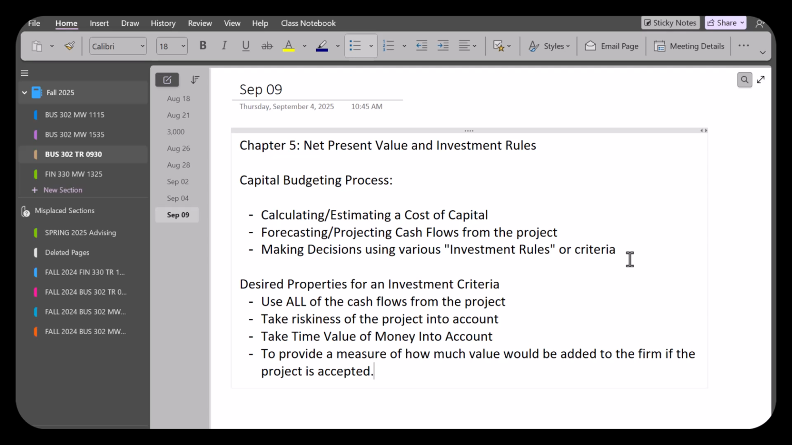Turns out there aren't that many criteria that satisfy all these minimal desirable properties. There is actually one among the ones that we're going to consider that satisfies all of these. It's called net present value, or NPV. As the name suggests, this is the present value of all future cash flows from the project, less the cost of putting the project in place. So let's introduce some notation.